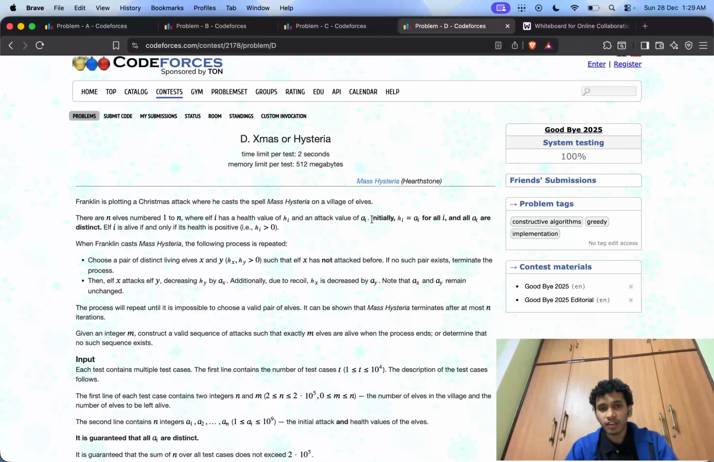Initially, hi is equal to ai. That is, health is equal to the attack value for all the indices, and all ais are distinct. All the health values and all the attack values are equal for every index, and they are unique for each index.